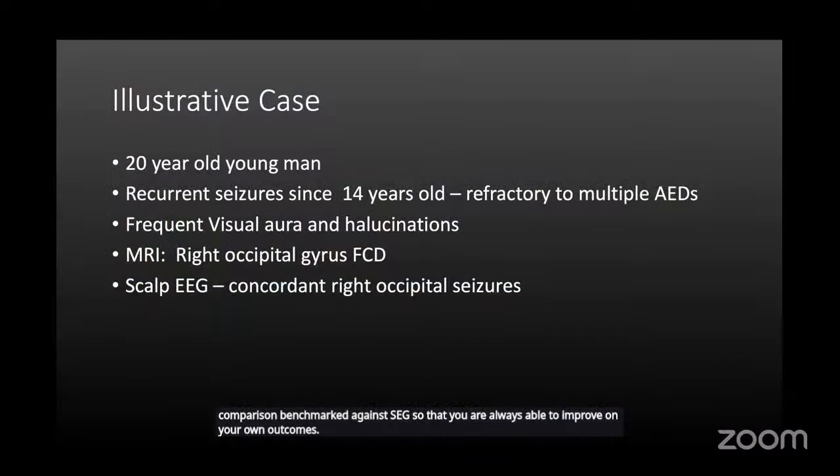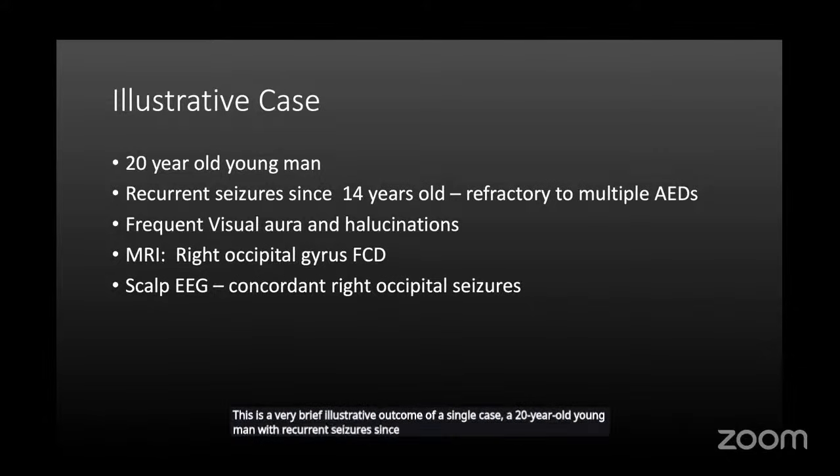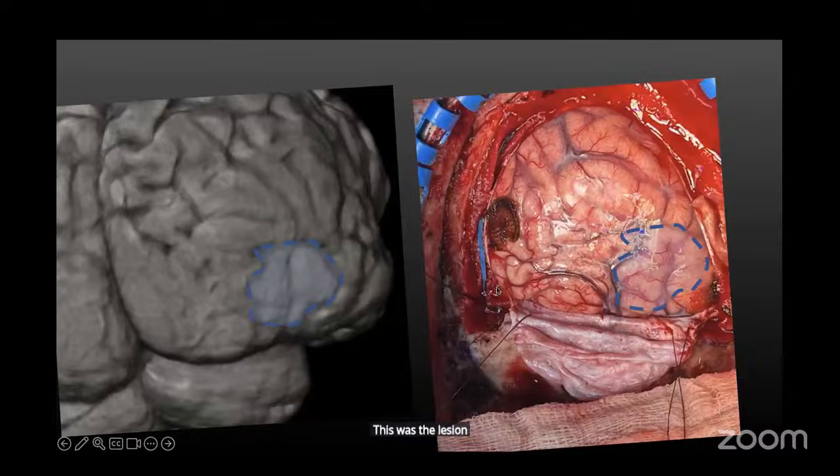This is a very brief illustrative outcome of a single case, a 20-year-old young man with recurrent seizures for 14 years, refractory to multiple AEDs. The MRI showed a right occipital gyrus focal cortical dysplasia, and the scalp EEG was concordant with right occipital seizures. This was the lesion on a 3D reconstruction, as well as the lesion intraoperatively.